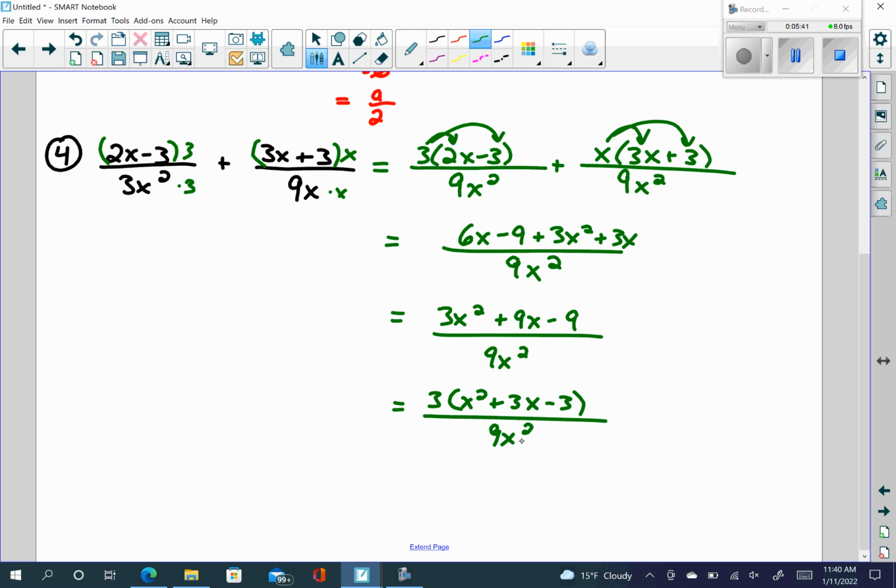And because our denominator is a monomial, this 3 and this 9 can be simplified. So 3 goes into itself once, into 9 3 times. So now I'm left with up top x squared plus 3x minus 3 over a 3x squared.